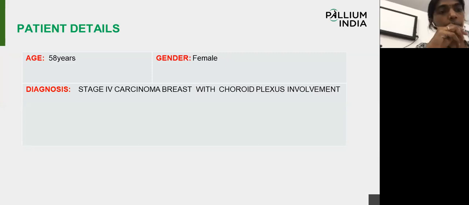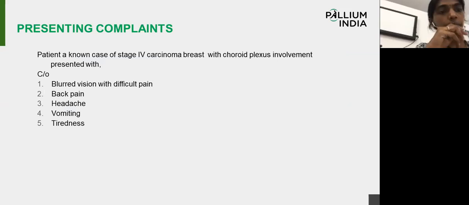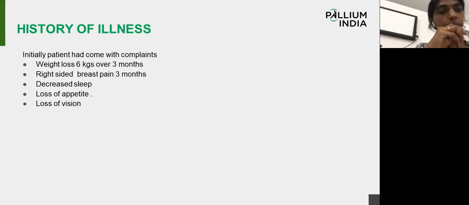58 years old female with a diagnosis of stage 4 CA breast with choroid plexus involvement. Patient is a known case of CA breast, diagnosed outside, with a presenting complaint of blurred vision, back pain, headache, vomiting, and tiredness. Initially, the patient had weight loss of about 6 kgs over 3 months, right side breast pain for about 3 months, decreased sleep, loss of appetite, and diminished vision.